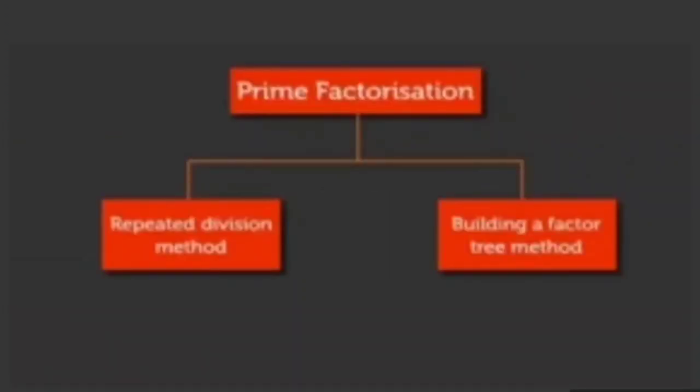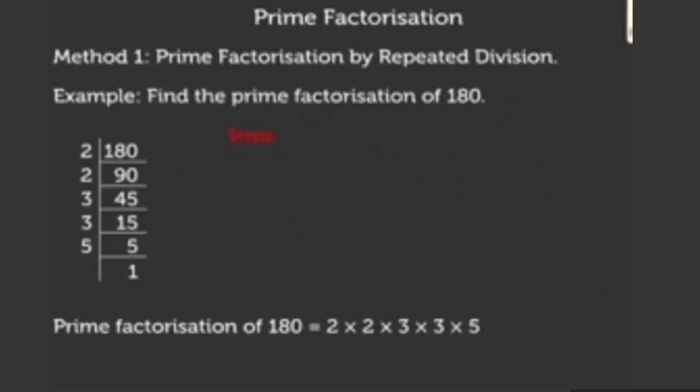And there are two methods to find the prime factors. First one is repeated division method and the second one is building a factor tree method. So see the first method: prime factorization by repeated division. Let's see one example. Find the prime factorization of 180.